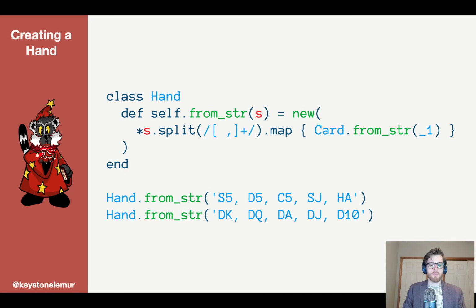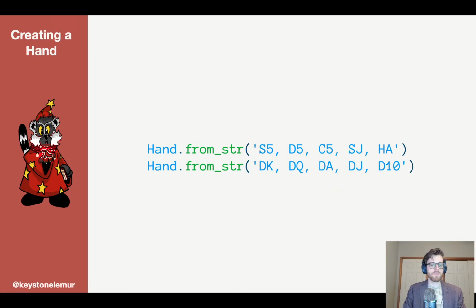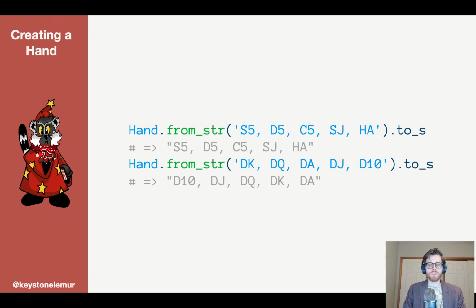Now, back to our method here, we can give this a few tries. And if we run that and we put them back to a string format, we end up with something like this. You'll also notice in the case of the second one, it's sorted, which is very nice. Also very necessary, and we will get into that a little bit more later.